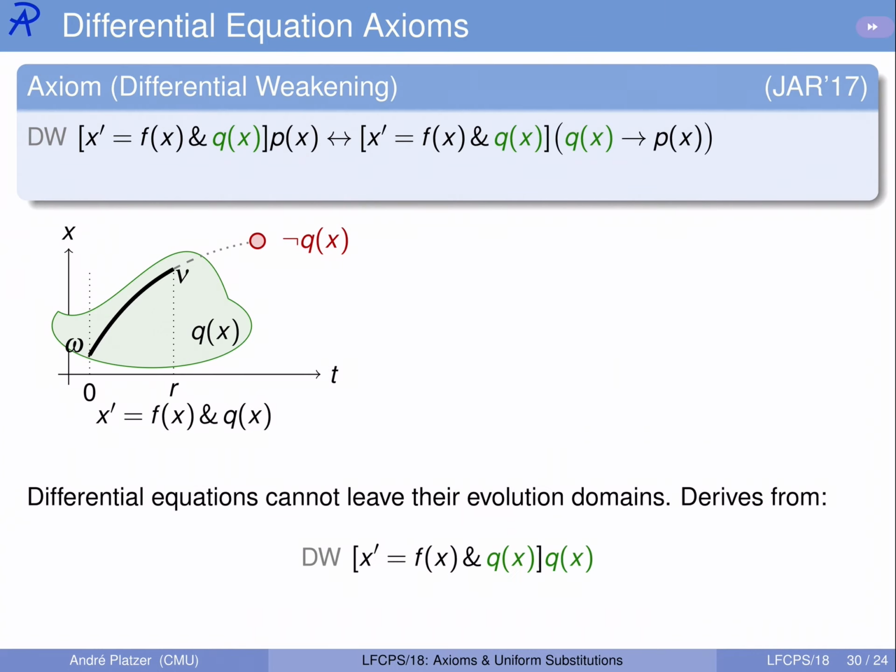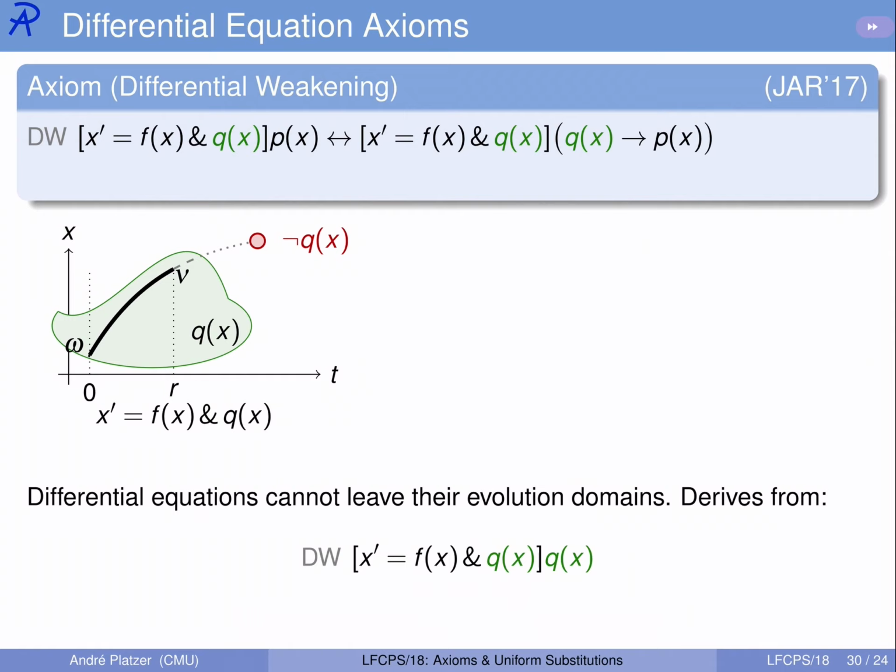So the differential weakening axiom says that a postcondition is always true after a differential equation if and only if it is implied by the evolution domain constraint being always true after the differential equation. Because a differential equation limited to an evolution domain constraint Q of x, which is this region here, can just never go anywhere where Q of x isn't true. So the least thing we definitely know while the differential equation is evolving is that the evolution domain constraint is true after it, from which this slightly simpler version of differential weakening, in fact the more useful one, derives.